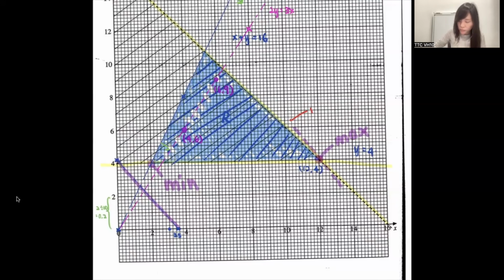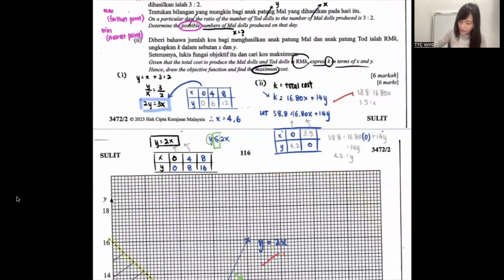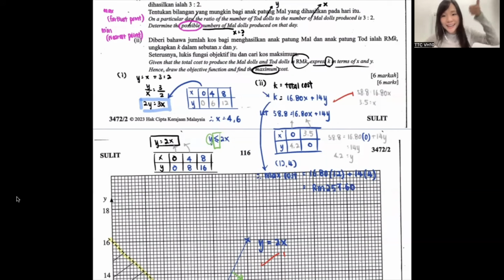This is 12, 4. So for maximum cost, you need to have 12 x and 4 y, okay? So guys, the answer is 12, 4. So what is your maximum cost answer? Substitute 12, 4 inside the K equation. So 16.8 times 12 plus 14 times 4. I guess getting the answer RM 257 ringgit and 60 cents. Done.